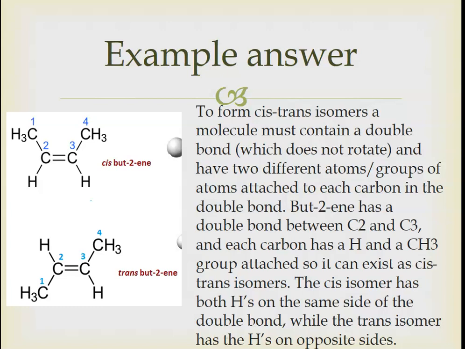Now what should also be in here, of course, is that compound B, which was butane, does not have a double bond. Therefore the molecule can rotate and it does not exist as cis-trans isomers. The cis isomer has both hydrogens on the same side of the double bond, while the trans isomer has the hydrogens on opposite sides of the double bond.